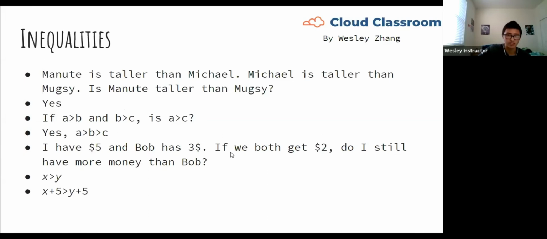And if you guys didn't know, these are basketball players. Manute's actually like 7'7", and Muggsy's like 5'3". So you guys might be taller than him.